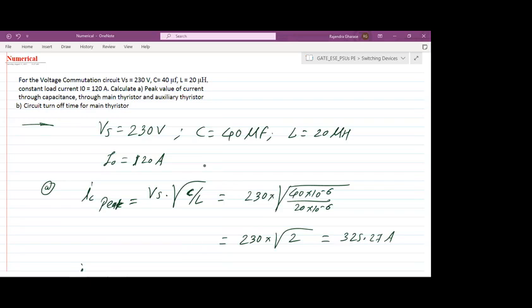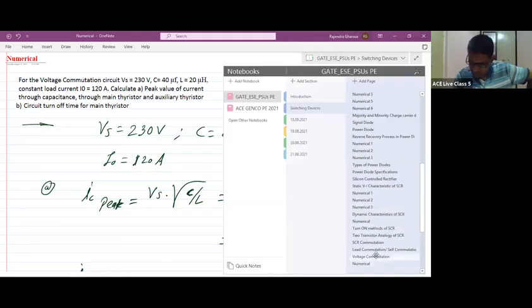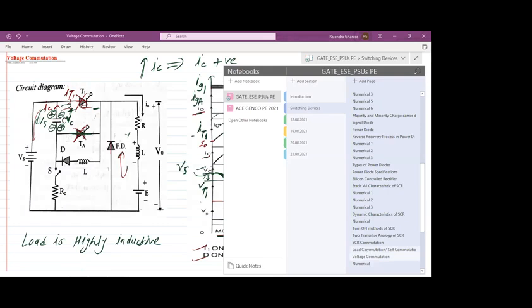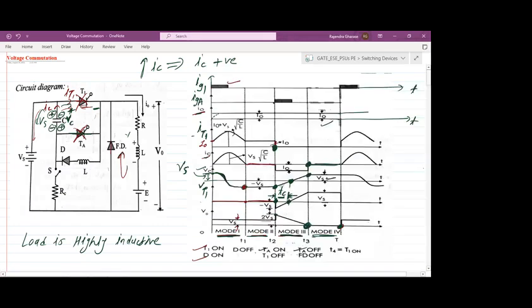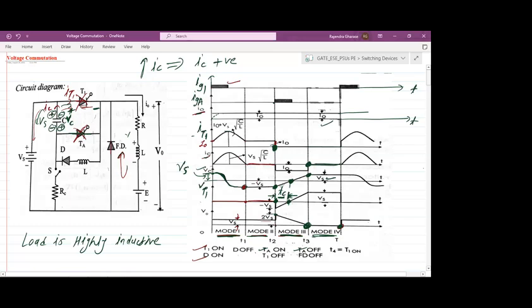Sir, Manjunath. Voltage commutation, sir. In this circuit, there is an EMF, sir. Is that from the load, or are we intentionally placing it there, sir? No, that is from the load. We are not placing it intentionally. So what is the significance, what is the meaning of that, sir?